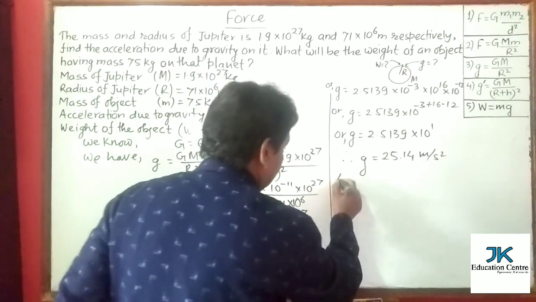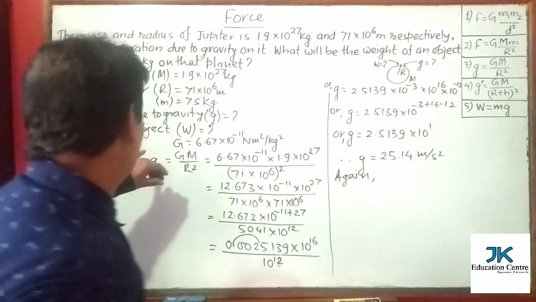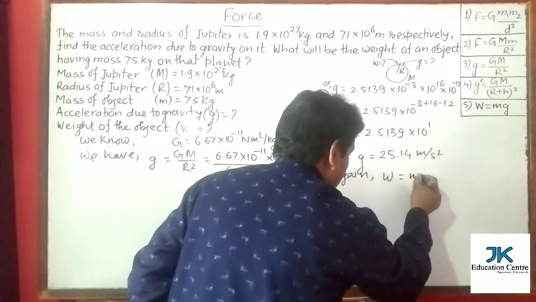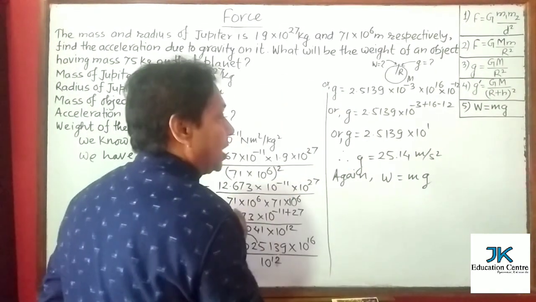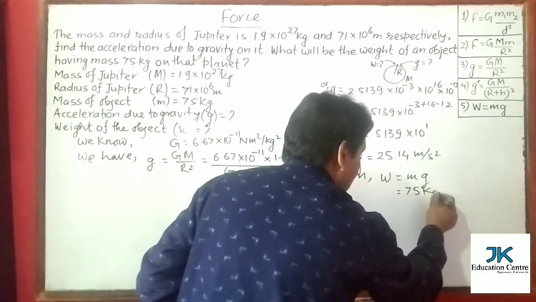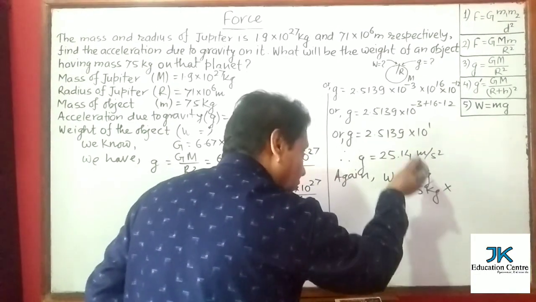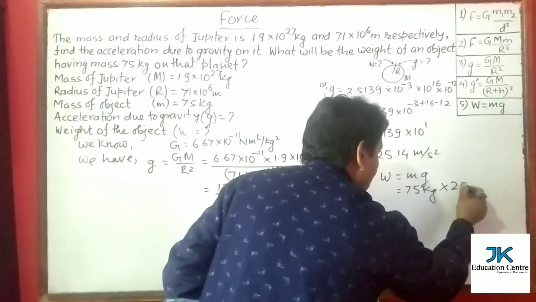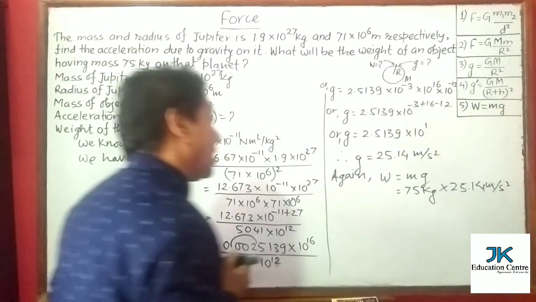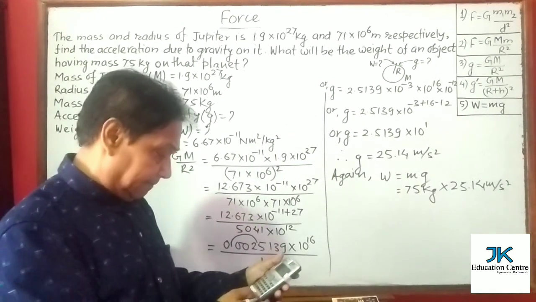Now again we have to find out another physical quantity also, that is the weight. Again, weight of the body is the product of its mass and acceleration due to gravity. Mass is given, 75 kilogram, and acceleration due to gravity is not given, we found this, 25.14 meter per second square. Now multiplying these two, we'll get the weight of that body.